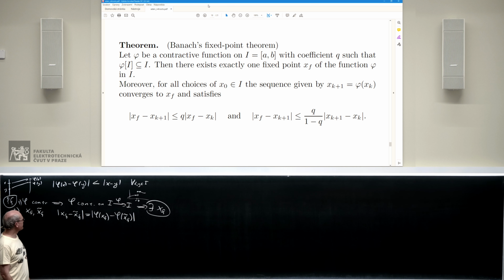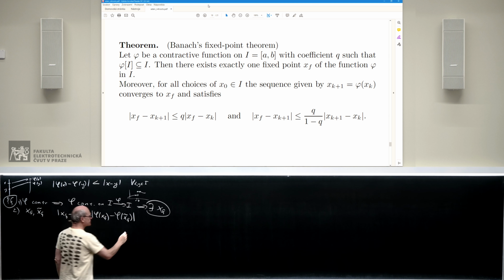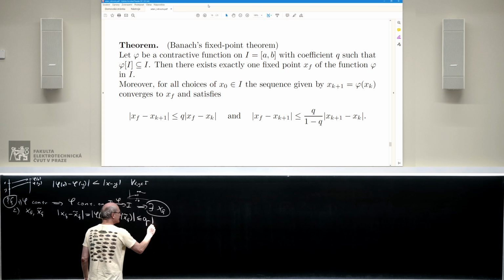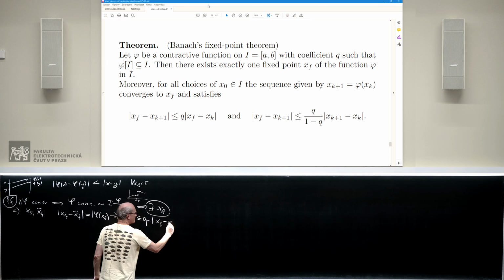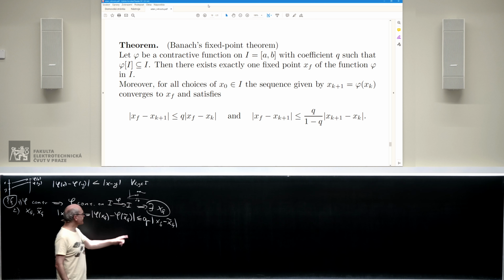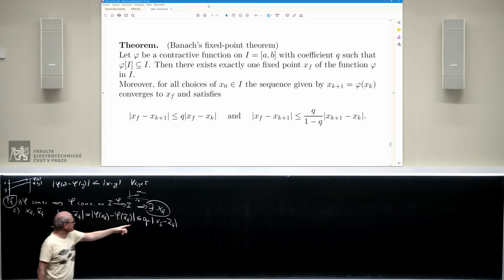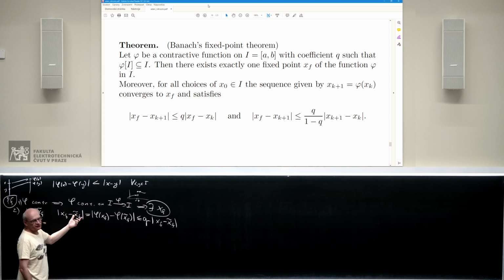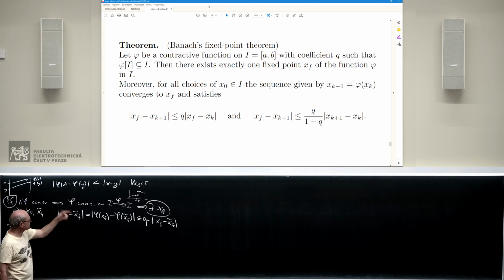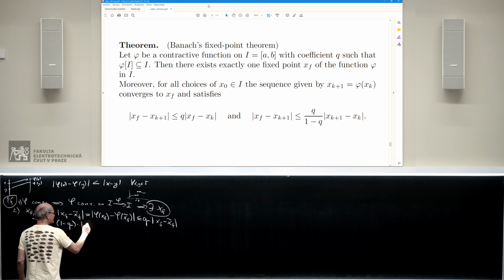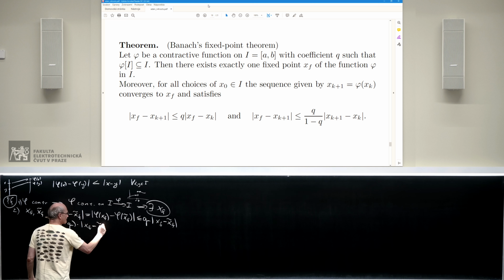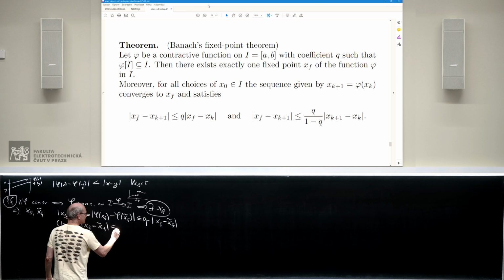And now I look at it and I say, wait a second, phi is a contraction, so there is an inequality which goes like that. I can simply drop the phi again in exchange for q, which is less than 1. That's important. We will see it soon. Now, I have an inequality. Let's say that I take the right-hand side and I move it to the left. I subtract from each side, and I factor out this distance. So I'm getting 1 minus q times this distance is less than or equal to 0.